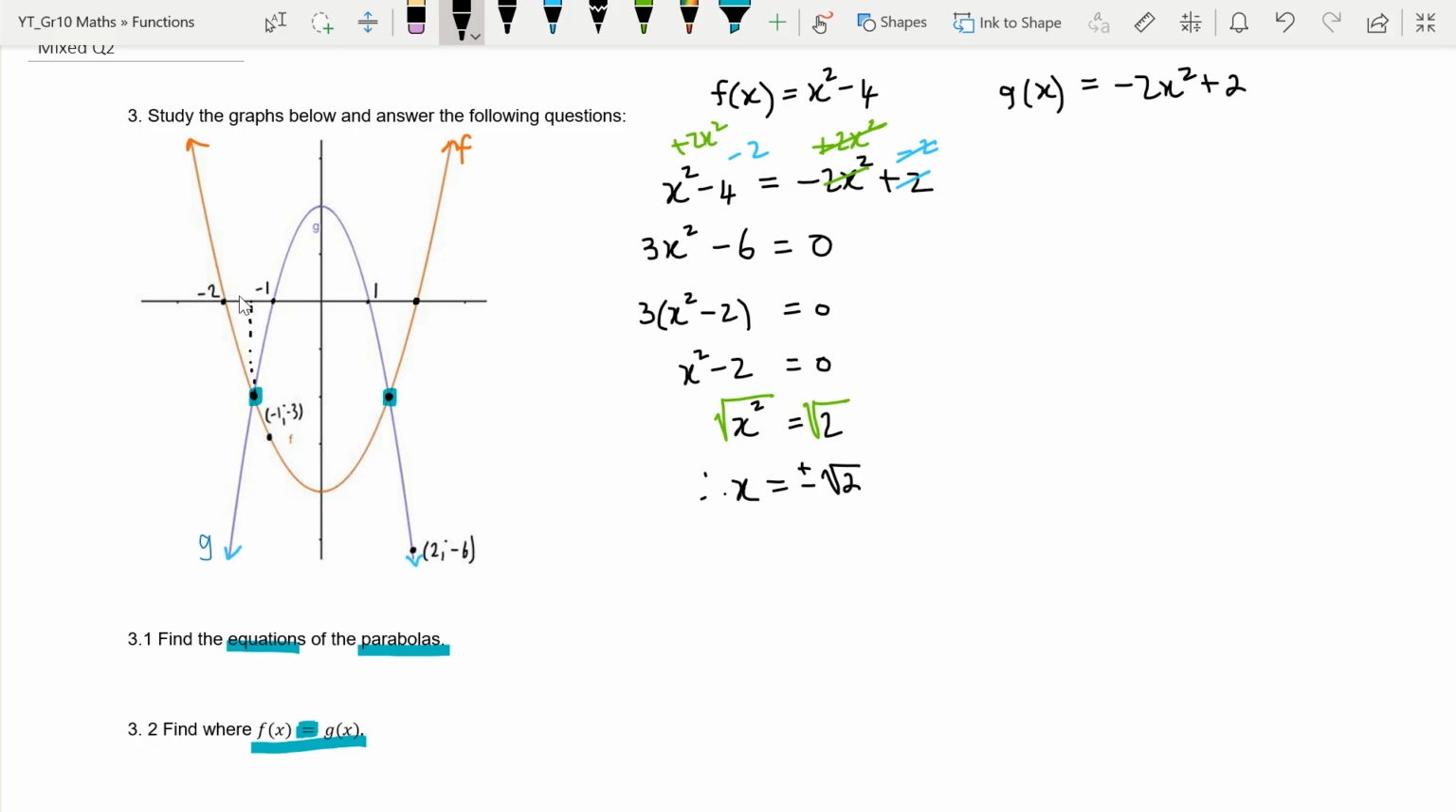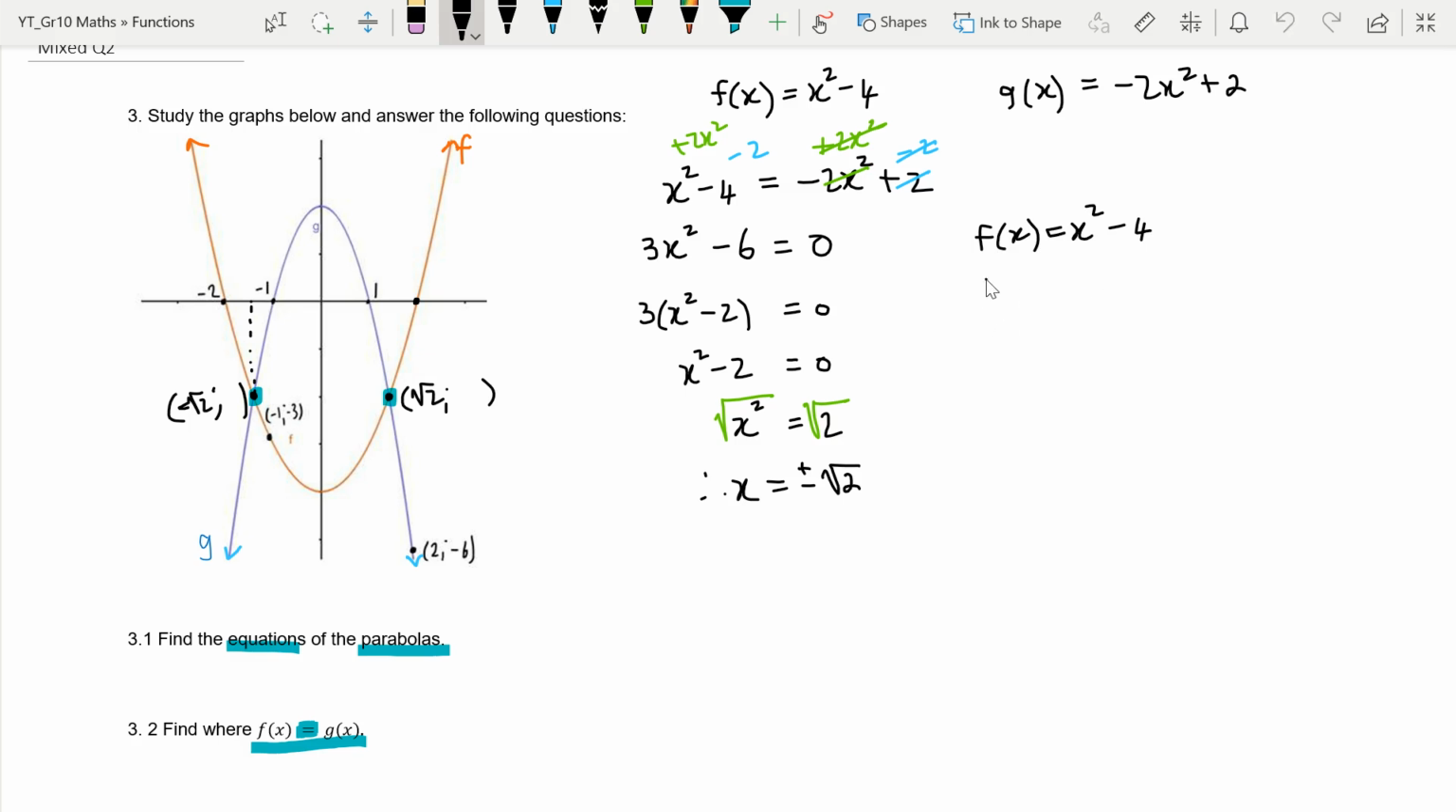Okay, but we found the x values now. So this one would be negative square root 2. And that point over there would be positive square root 2. But we still need those y values. And how are we going to find those y values? We need to plug it into the graphs, but which one? Either one, because that point is on both graphs. So I'm just going to use f of x. So first into f of x, which is that graph.